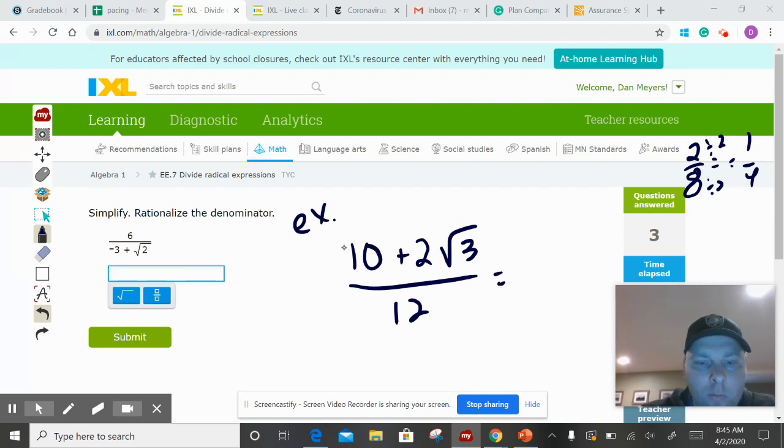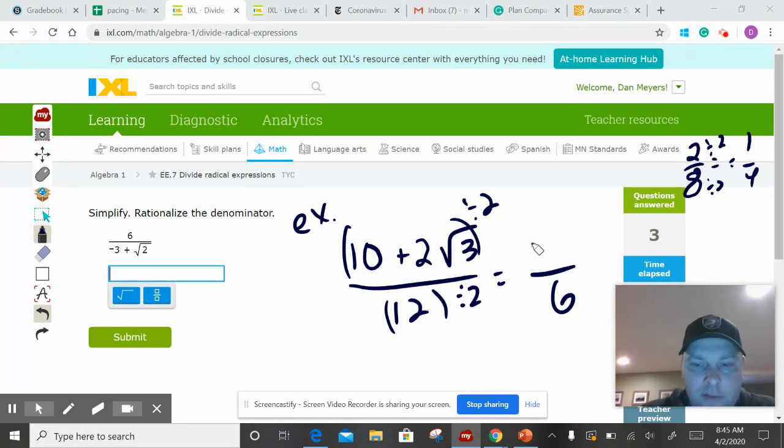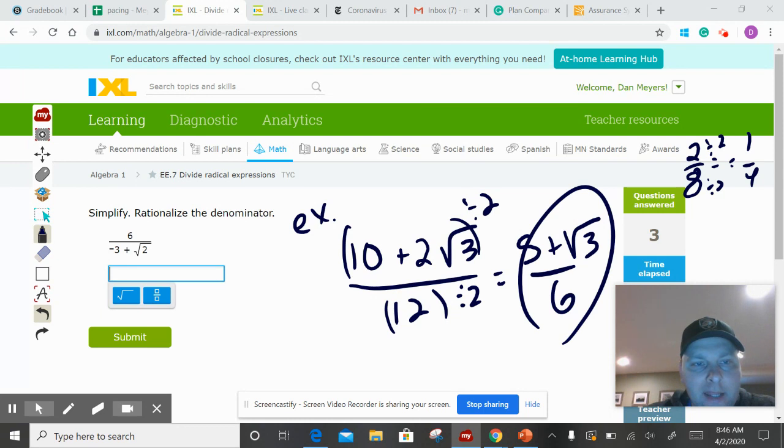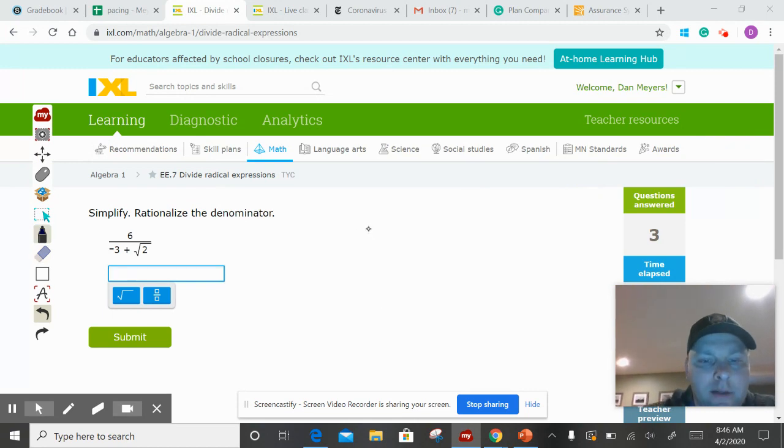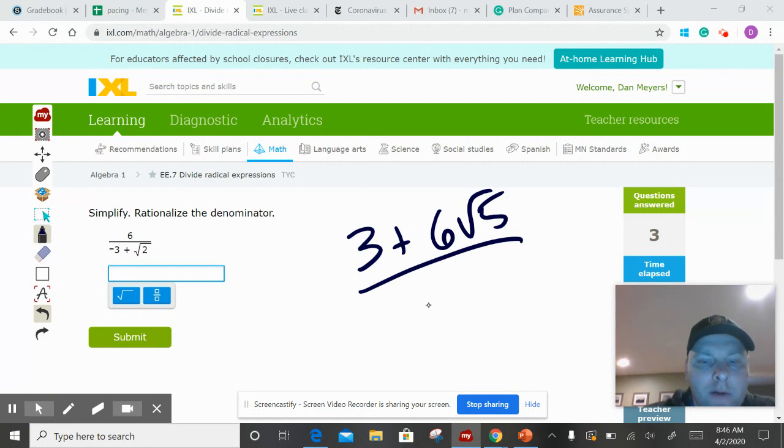So in this one, when we divide the top and the bottom by 2, you get 6 on the bottom. Just make sure you distribute a divided by 2 to both terms here. Remember, when we divide by 2, it's like a distributive property. So that's going to be 5 plus, and then this 2 divided by 2 just makes 1 root 3, or just root 3, all over 6. So if you get one like that, make sure you simplify it so that you get it correct when you submit it into IXL. Here's another one, 3 plus 6 root 5 all over 9.